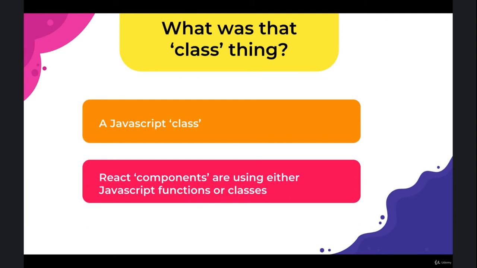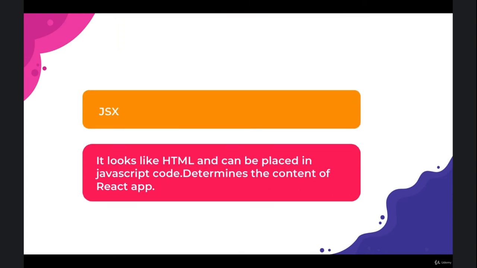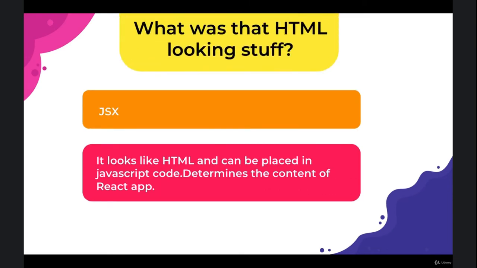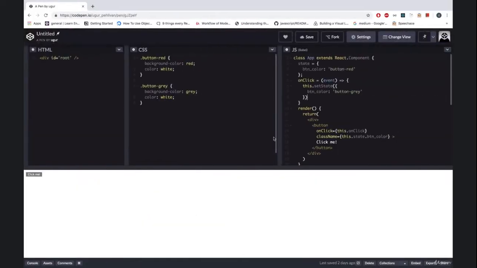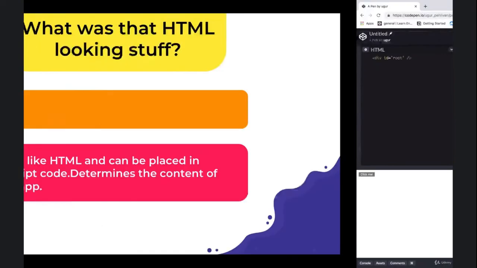So for now, let's just move on to the next question. What do you think? Next question was, what was that HTML-looking stuff? So back inside of the editor over here, you'll notice that inside of that render method, we had what, sure enough, looks like a little bit of HTML right here. So in fact, it's not quite HTML, even though it looks very much like HTML.